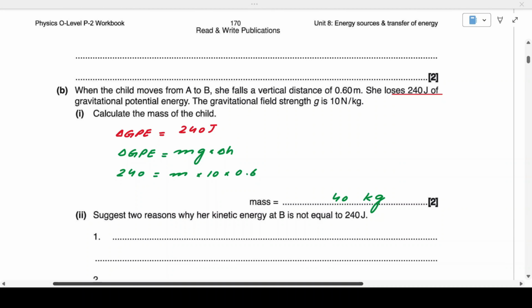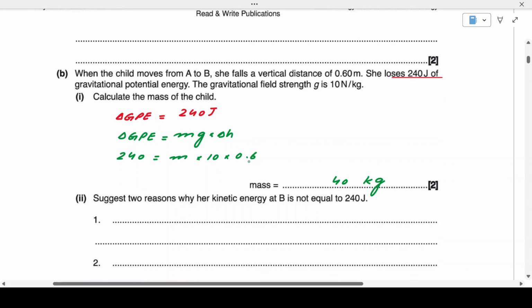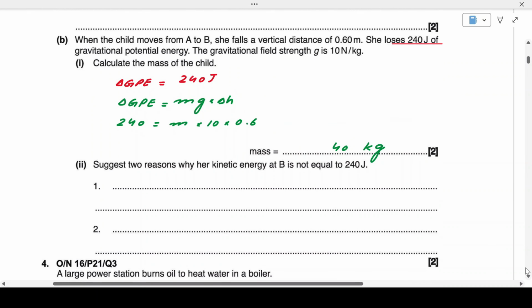Yeah, I think we get 40, right? So 10 times 0.6 would be 6, and then 240 divided by 6 would be 40 kilograms.